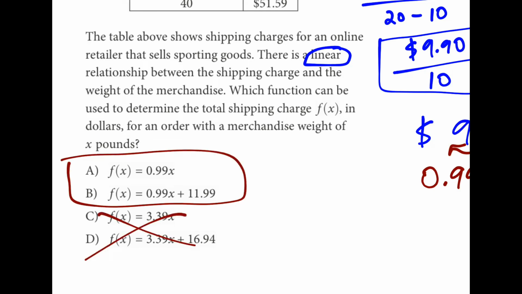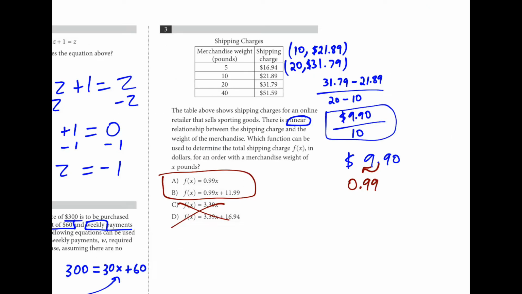That's the slope. I could use the formal formula to find b, but what if I just thought about my first value here, 5 and 16.94. So 5 pounds times 99 cents, we'll call that $1, is about $5. Is that the shipping charge? No, we have to add something like $11 or $12 to that. So A is wrong and B is correct.